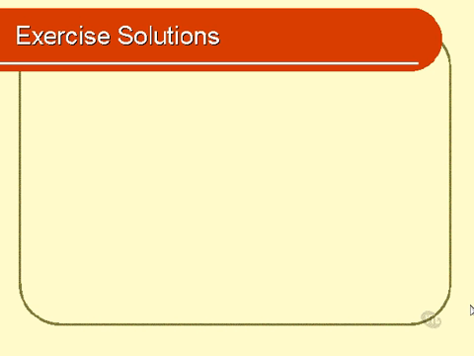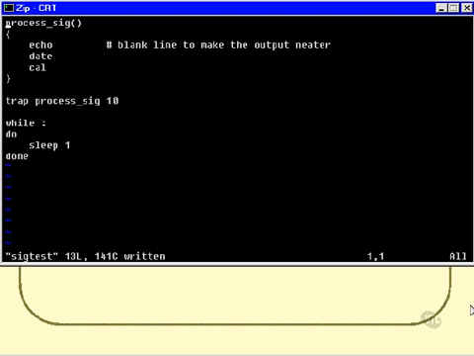And here are the solutions to the final exercises for the course. Here's my solution to the signal question that I posed to you. I have a program whose sole purpose in life is to just go around this while loop, just sleeping for 1 second each time through the loop.